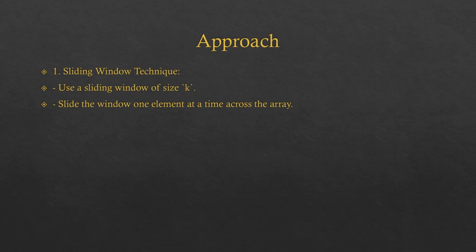Now let's discuss the approach to solve the problem. We will use a sliding window technique where we slide a window of size k across the array. For each window, we will count the distinct elements. To achieve this efficiently, we use a hash map which will store the frequency of each element in the current window.